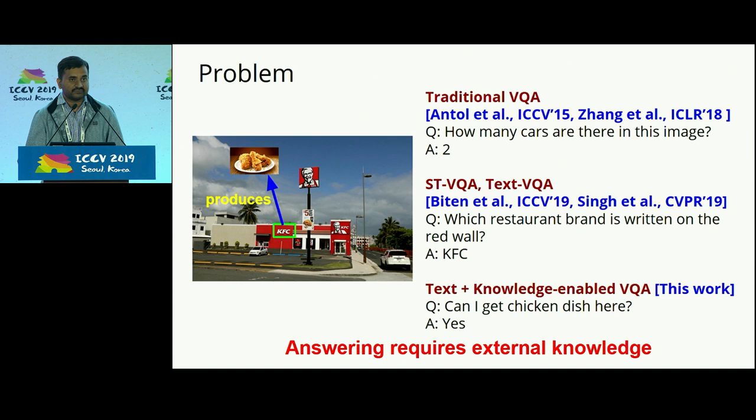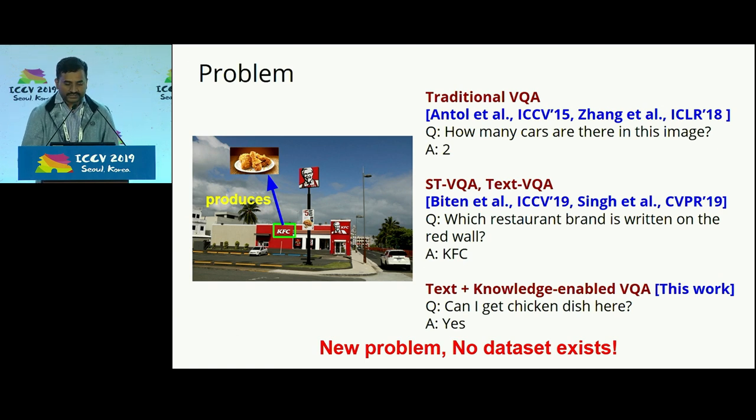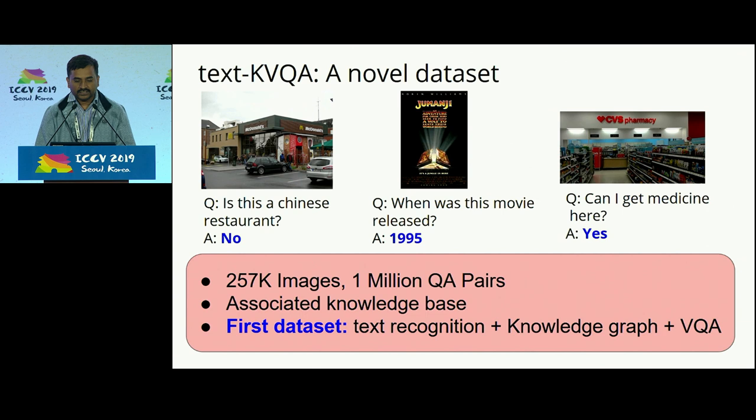For example, KFC produces chicken dishes. This type of external knowledge is freely available in the form of knowledge graphs, which we utilize in this work. Obviously, this is a new work, and no dataset exists. Therefore, we introduce a new dataset called Text Knowledge Enabled Visual Question Answering, or Text-KVQA in short.